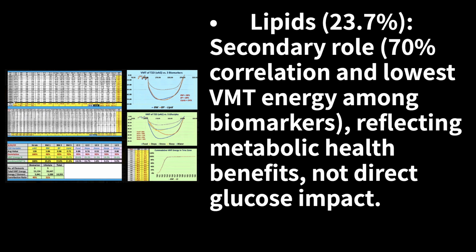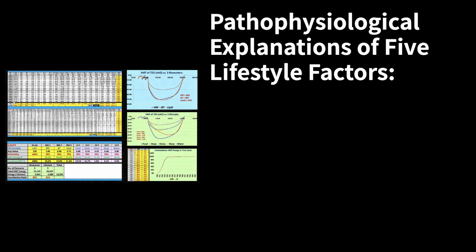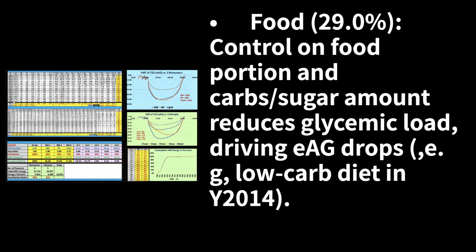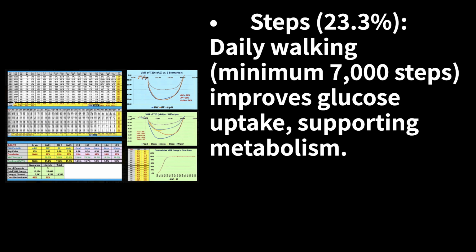Lipids, 23.7%: secondary role. 70% correlation and lowest VMT energy among biomarkers, reflecting metabolic health benefits, not direct glucose impact. Pathophysiological explanations of 5 lifestyle factors. Food, 29.0%: control of food portion and carb sugar amount reduces glycemic load, driving EAG drops, e.g., low carb diet in Y2014. Steps, 23.3%: daily walking, minimum 7,000 steps, improves glucose uptake, supporting metabolism.